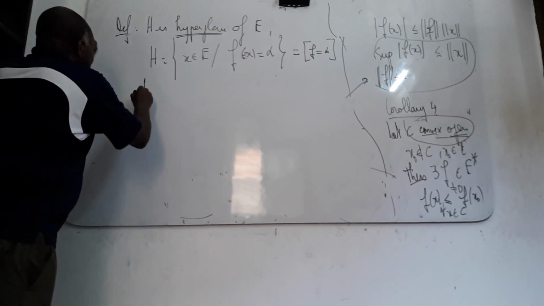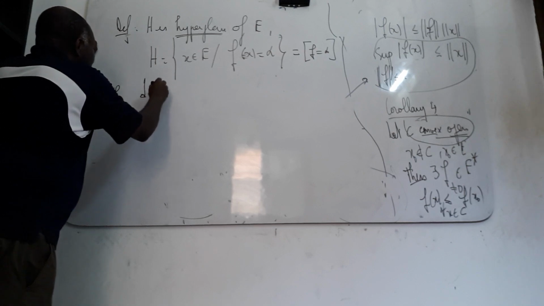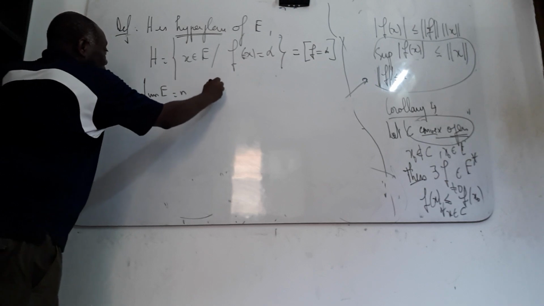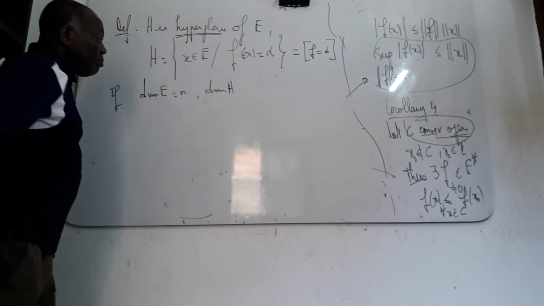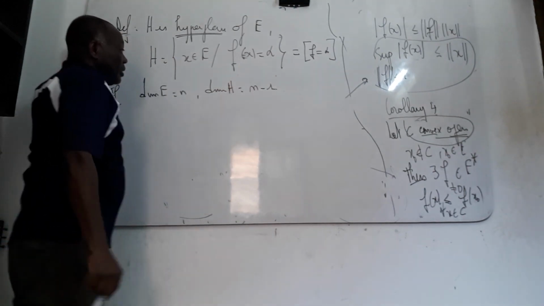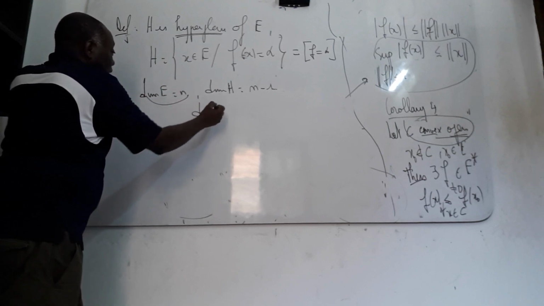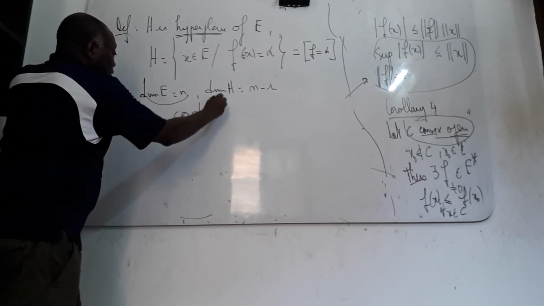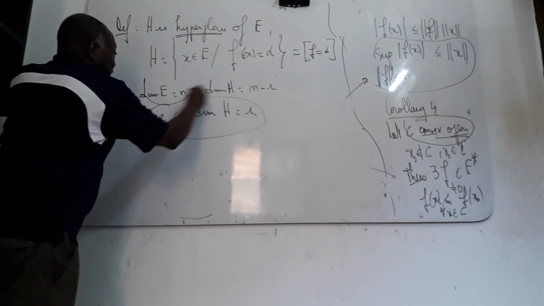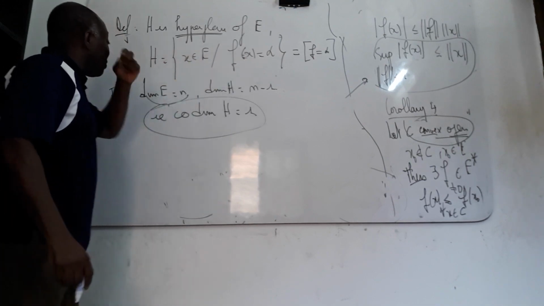And when the dimension of E is n, the dimension of H is just n minus 1. That is, in the finite dimensional case, the codimension of H is exactly 1. This is what this kind of function is called.